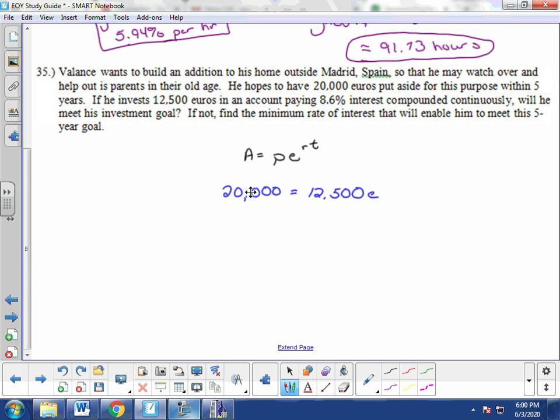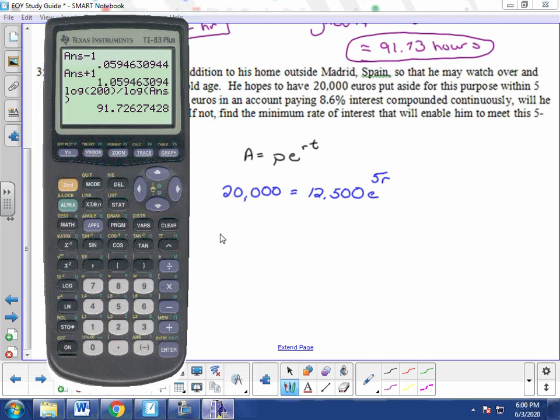Instead, I'm going to figure out what rate he needs. So I'm going to go ahead and leave the rate as a variable, R. And he wants to do this over 5 years. So T is 5. So I'm going to solve for R to figure out what the rate needs to be. If it's less than 8.6%, then he's good to go. If it's not, he knows that he's going to need to find some additional funds.